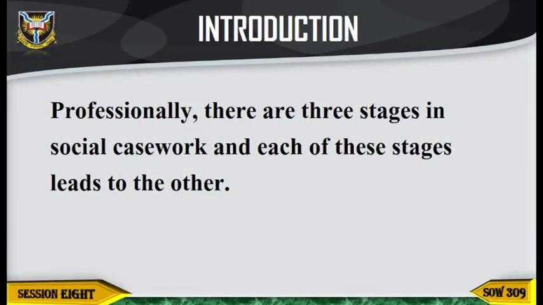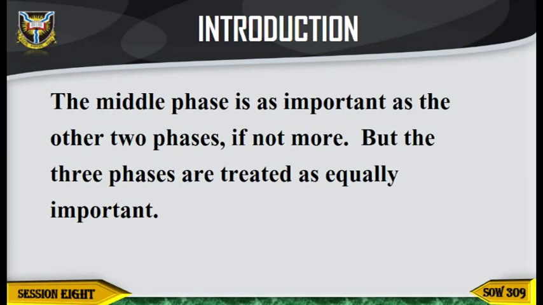Introduction. Professionally, there are 3 stages in social casework, and each of these stages leads to the other. There is the beginning stage or phase, which we have discussed in Lecture 7. There is a middle stage or phase, also known as the working section, which this lecture is going to address, and the ending phase or stage which comes after this lecture. The middle phase is as important as the other phases, if not more, but the 3 phases are treated as equally important.